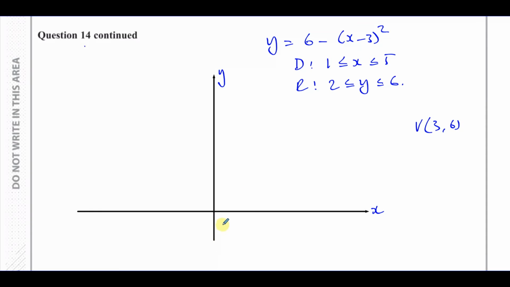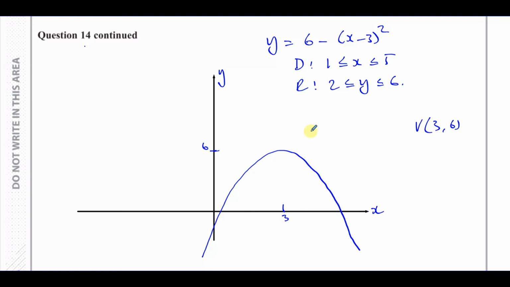I'm going to first sketch it as if it was unrestricted, and I'll get rid of the parts that we don't need, just to make it look a bit neat. So now we know that this is 6 and this is 3. All right, now let's have a look.